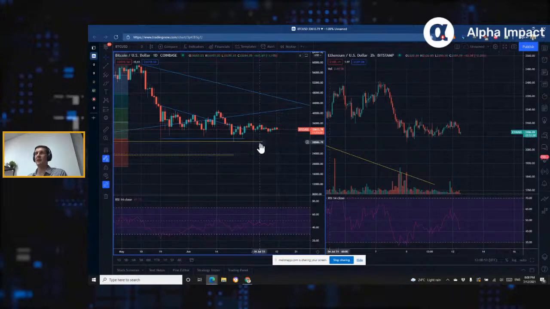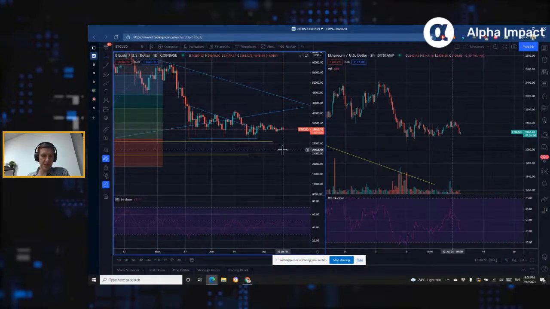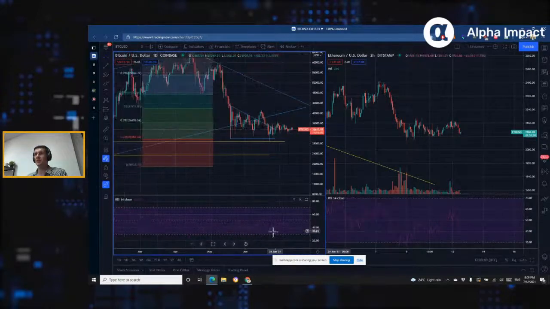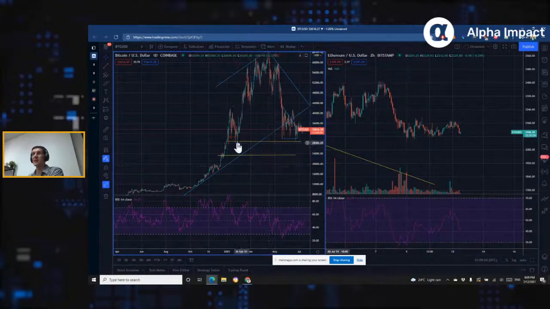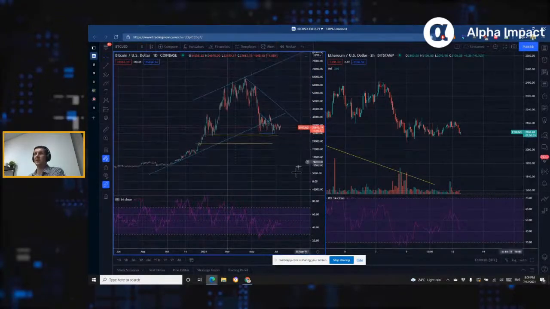So I'm not suggesting that we're not in a triangle, a wedge, but what I'm saying is that there's this divergence that we're seeing. And this is the absolute opposite of, hold on, let me get rid of some of this stuff. This is the absolute opposite of what we were seeing earlier in the year.